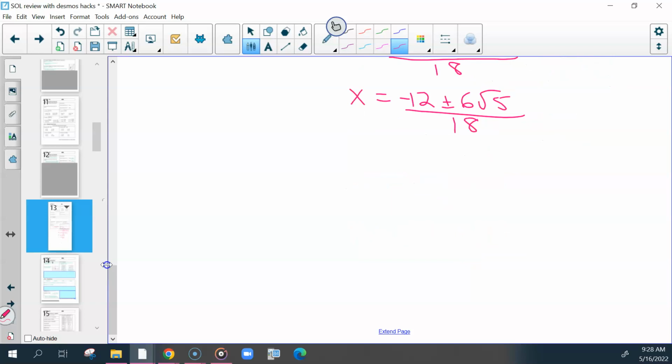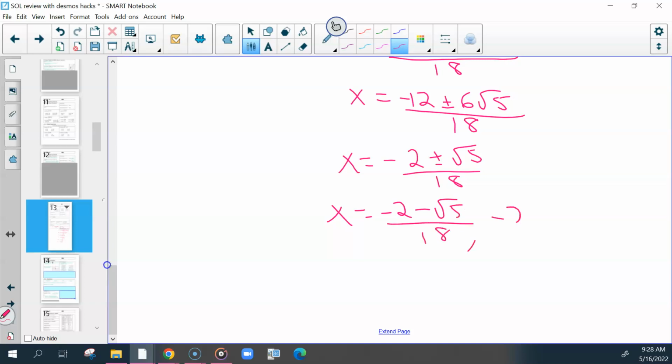Then we could simplify this entire thing because everything can be divided by what? Everything on the outside, the 12, the 6, the 18. What can we divide those all by? 6. So that would be negative 2 plus or minus the square root of 5 over 3. So when you write those as two different answers, negative 2 minus the square root of 5 over 3, and negative 2 plus the square root of 5 over 3.